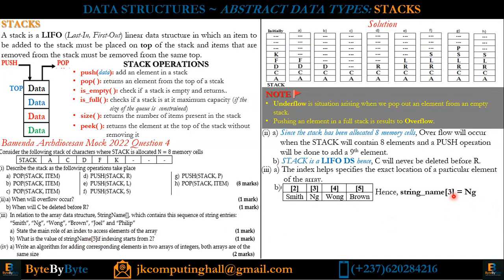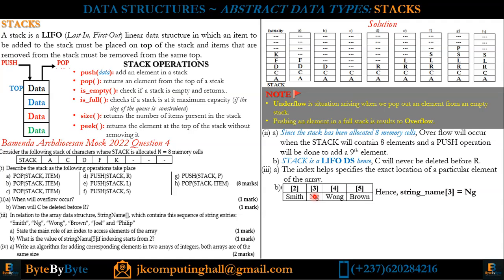String name 3 is NG, but the question is asking for the string at position 5. So it is instead Brown. This is just a problem because I remember this same question came in another mock and we were asked for the name at position 3. So position 5, as you can see, is Brown, but at position 3, as you can see, it is NG.